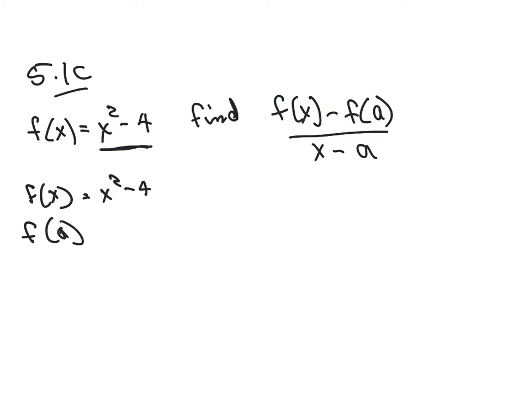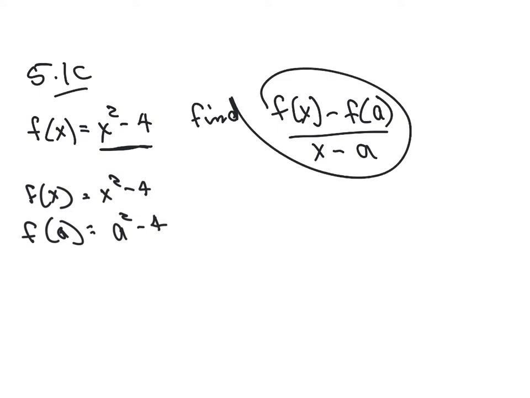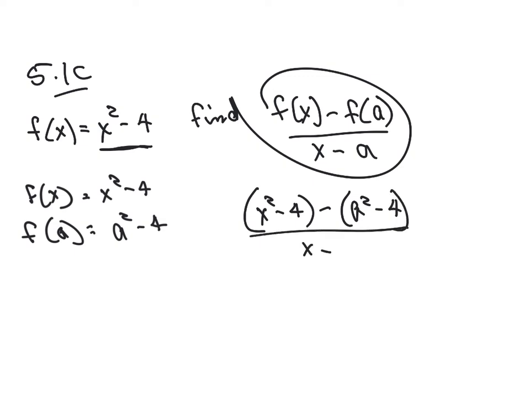Our f of a is, we're going to put a in instead of x, a squared minus 4. So now we're just going to write it in this form right here. So x squared minus 4 minus f of a over x minus a. So let's move along here, and let's go ahead and take parentheses off first.